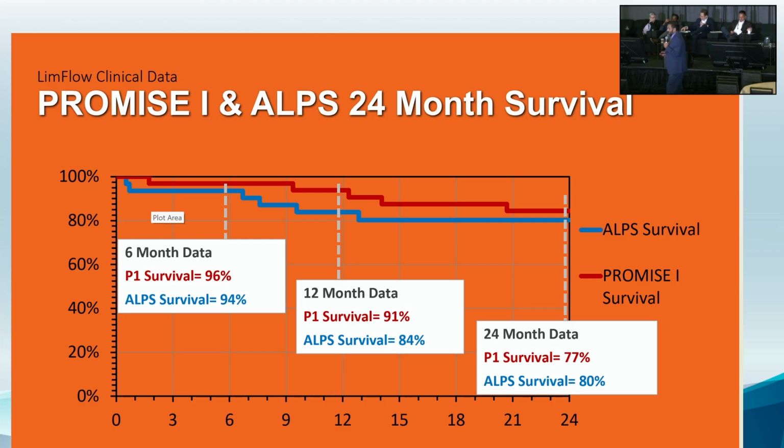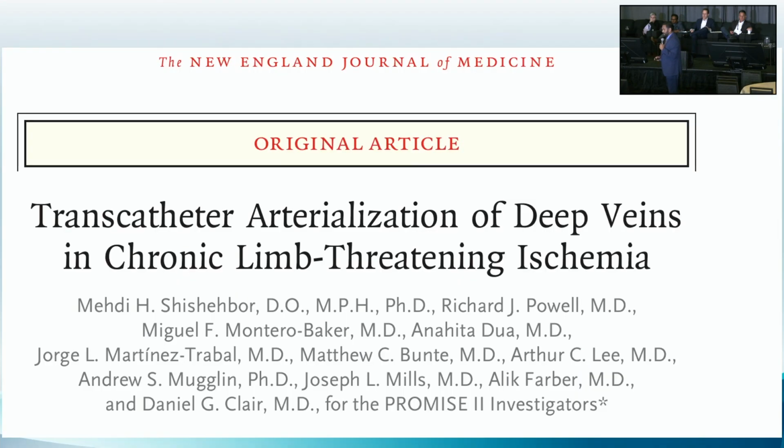And this was a 24-month survival. In the PROMISE 1 study, there was a 77% survival rate, which I think is pretty good because these are the patients with the highest mortality of any patients. And I did not show the slides, but the mortality of these patients is even higher than many cancers. And even in the ALPS study, the survival rate was 80%, which I thought at 2 years is pretty promising.